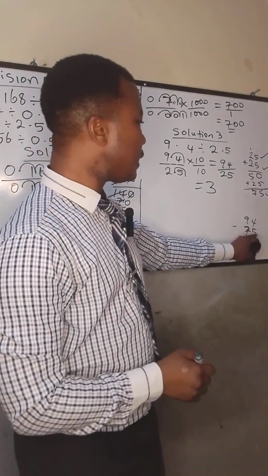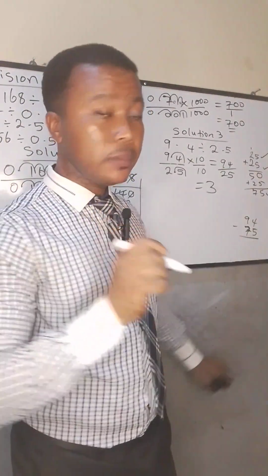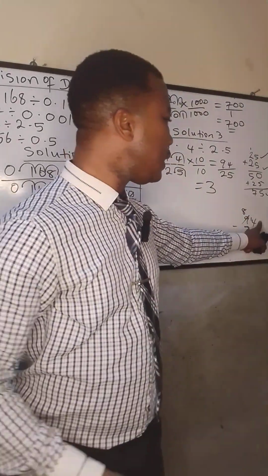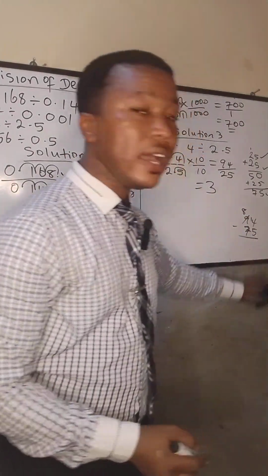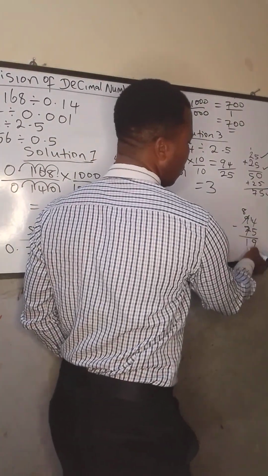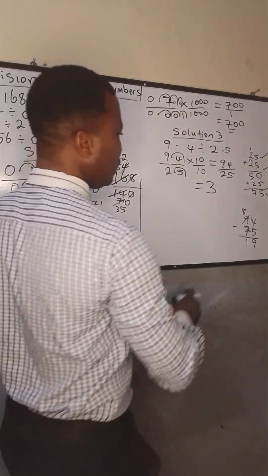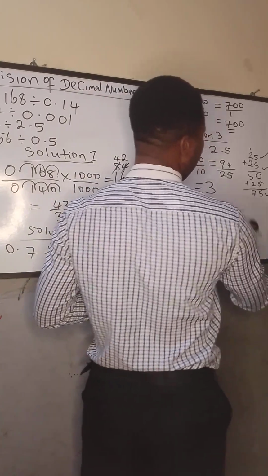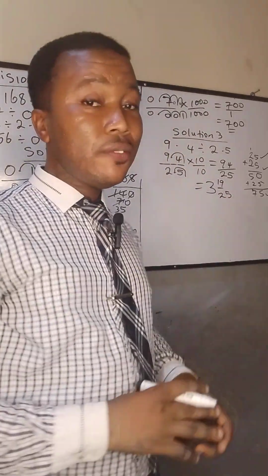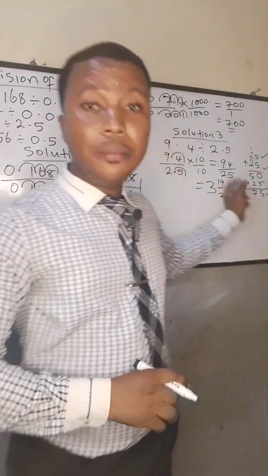Okay, so in this case here now, 4 minus 5 is not possible. We have to borrow from here, which is giving us 8 here. And here is 14. 14 minus 5 is giving us 9. And 8 minus 7 is giving us 1. So we are left with 19. So we're having 19 all over 25. That's if you have to leave our answer in mixed fraction.